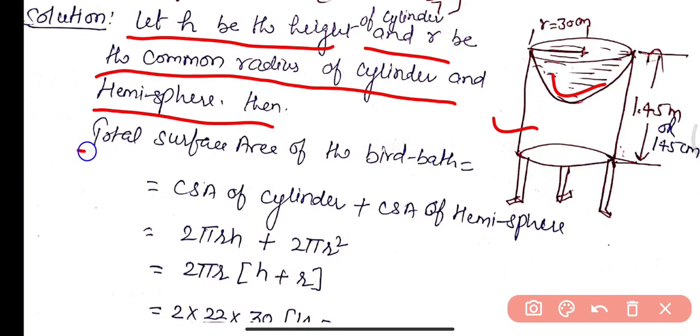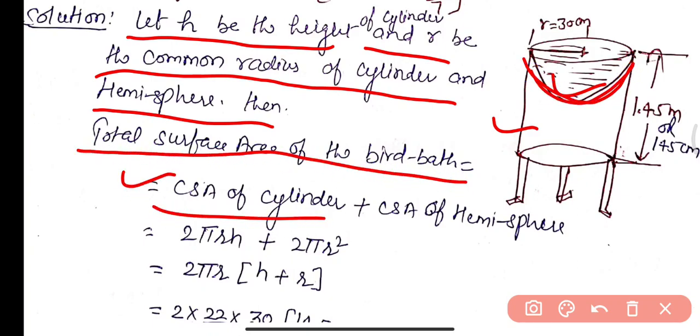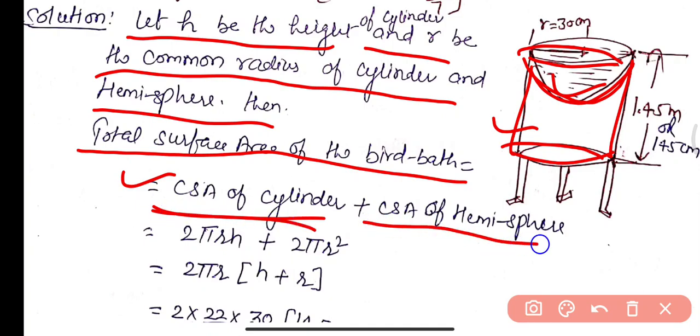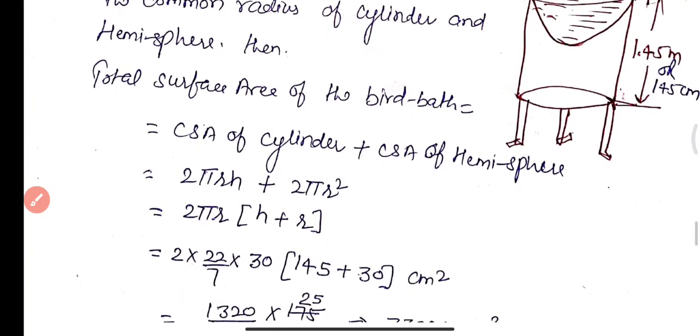So total surface area of the bird bath will be curved surface area of the cylinder, as the hemispherical end is open, and this is only curved surface. We are to consider only the curved surface area of the cylinder. So curved surface area of cylinder plus curved surface area of hemisphere. The curved surface area of the cylinder will be 2 pi r h and the curved surface area of the hemisphere will be 2 pi r square. So we can take 2 pi r as common, so 2 pi r into h plus r. So now put all the values here.